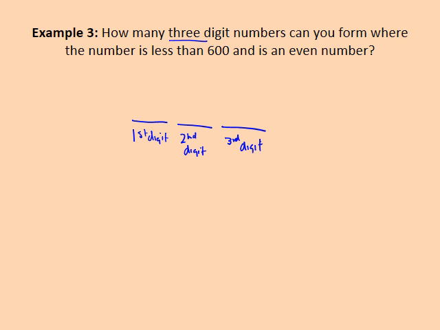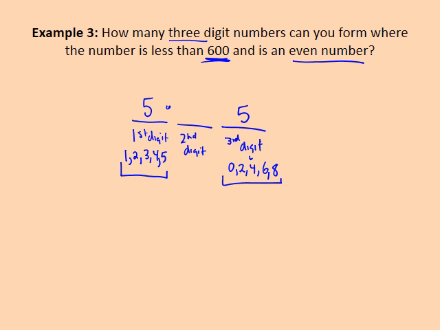Now we know that the number is less than 600. So since the number is less than 600, we know the first digit must either be a 1, a 2, a 3, a 4, or a 5. There are 5 possible numbers that represent the first digit, so we're going to put a 5 in the first digit. Now we know it's an even number, so in order to be an even number, it means the third digit must be 0, 2, 4, 6, or 8. Once again, there are 5 possibilities, so we need to put a 5 for the third digit.